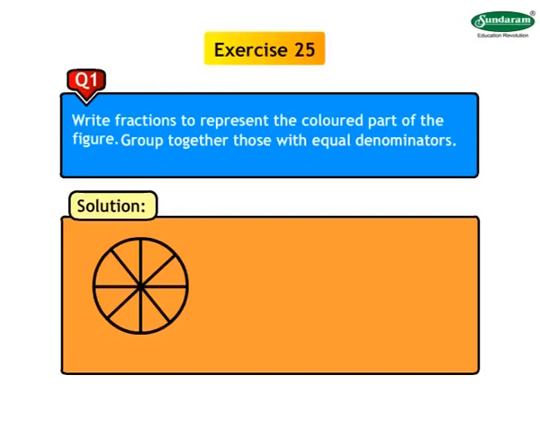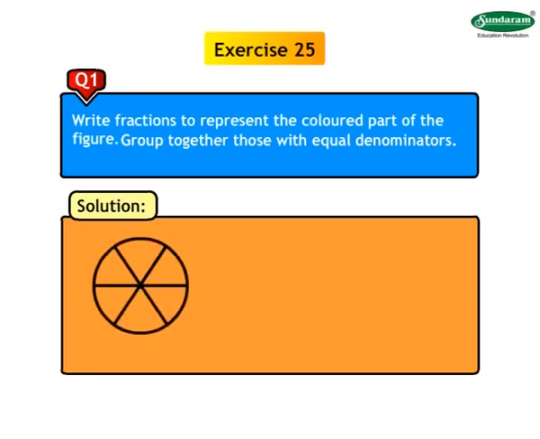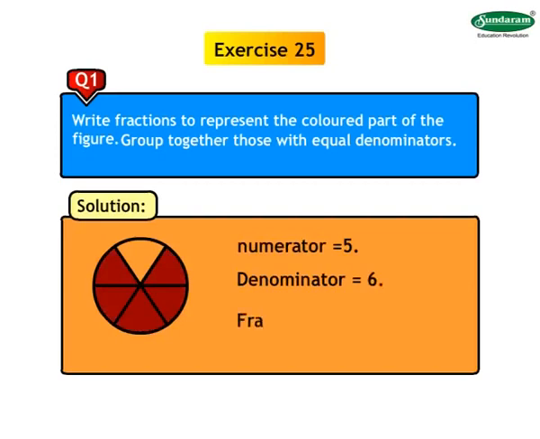In the fifth figure, 5 parts of 8 equal parts are colored. Thus, numerator is equal to 5, denominator is equal to 8. Fraction is equal to 5 upon 8. In the last figure, 5 parts of 6 equal parts are colored. Thus, numerator is equal to 5, denominator is equal to 6. Fraction is equal to 5 upon 6.